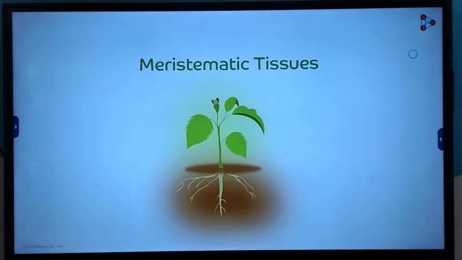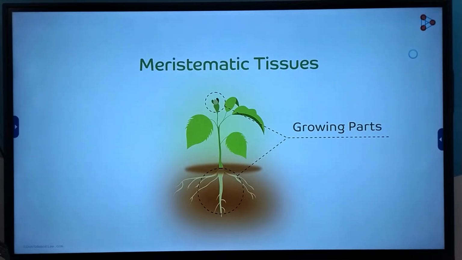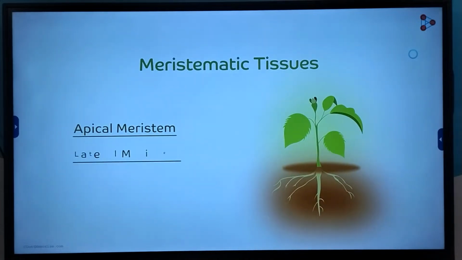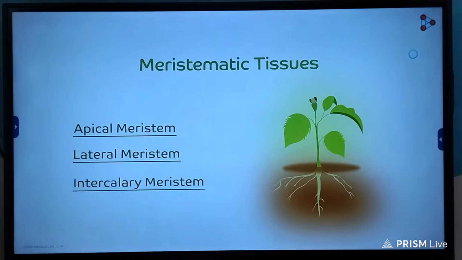Exactly. They are at all the places where the plant's parts show growth. And as we just studied, all the parts of the plant do not show growth. Growth is restricted to only certain parts of the plants. What's interesting is that meristematic tissue is named differently based on the part where it is found. And do you know how many such parts of plants have meristematic tissues? 3 different parts. That's correct. The meristematic tissues in each of these parts have different names. Let us look at the 3 main types of meristematic tissues. The first is the apical meristem, the second is the lateral meristem, and the third is the intercalary meristem.